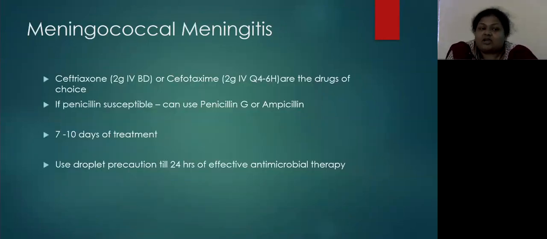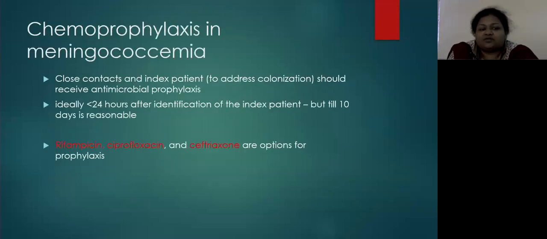If it's meningococcal meningitis, your management is going to be the same, which is why ceftriaxone is a safe drug in everything. It's 2 grams IV BD, or cefotaxime, and you can downgrade. The therapy can be slightly shorter. The only thing you must remember is that there is a role for prophylaxis. What prophylaxis can you give in meningococcemia if there is transmission? Rifampicin you can use, ciprofloxacin, and even ceftriaxone can be used.